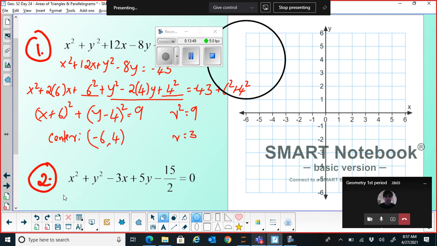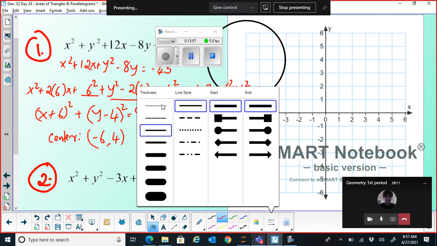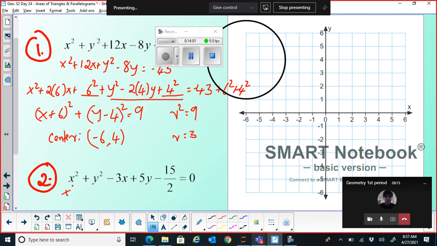So I'll have here x square minus 3x plus y square plus 5y equals 15 over 2. Okay, this is what I have as of now.